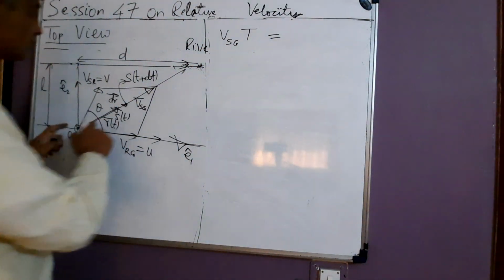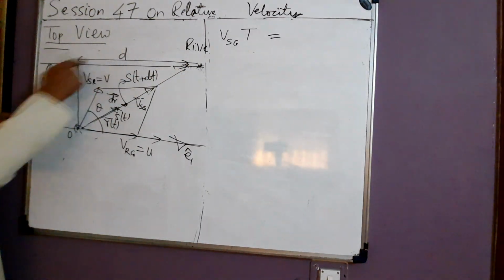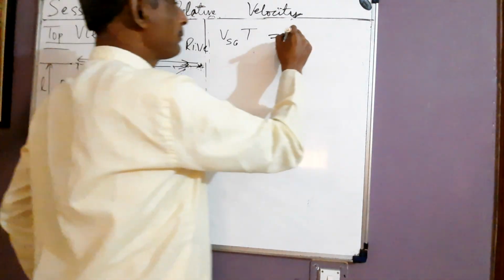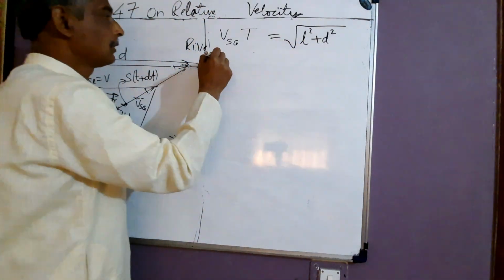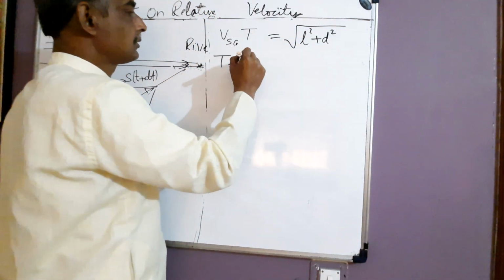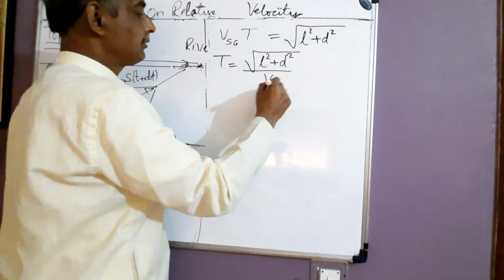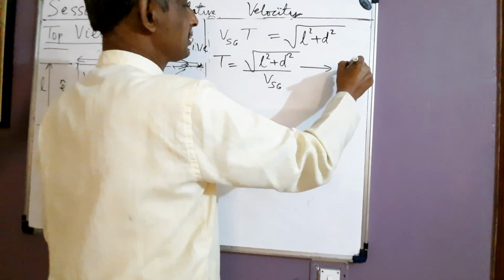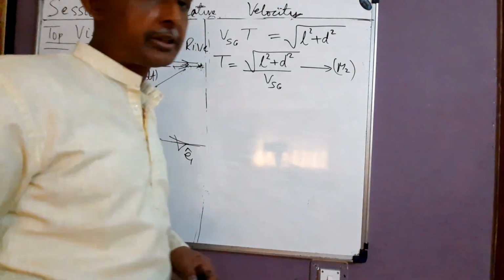Now that total distance moved by swimmer is just this distance. It is the vector sum of these two distances, d and l. So from Pythagoras theorem, it becomes root under l square plus d square. So t becomes root of l square plus d square by Vsg. This is the method 2. So these are the two methods by which t can be evaluated.